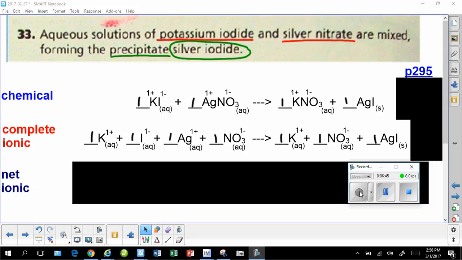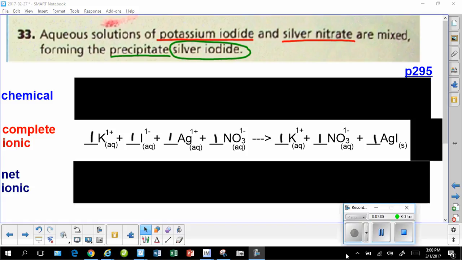One of my students in 6th period summed it up beautifully. What you're doing in the complete ionic equation is you're just separating every single molecule into its ions. Huh? What? I will tell you why the AgI does not separate in just a moment. That was the first question that came up. It was a good one, too.